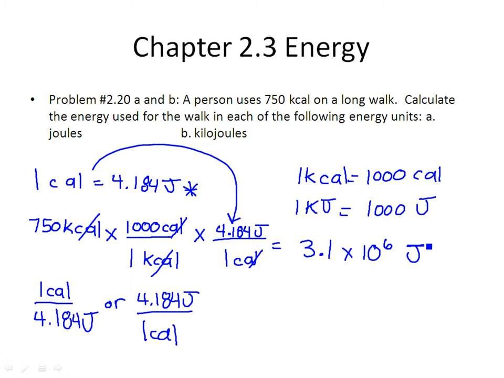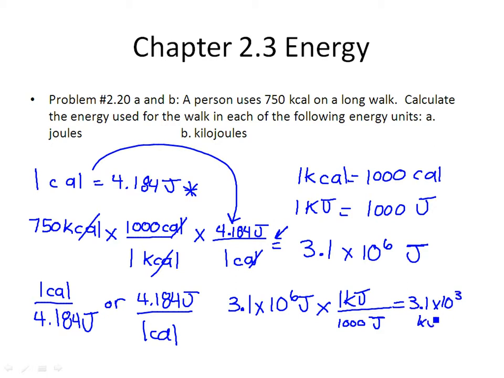Part B says to convert to kilojoules. We can just add a step in there, or we can just take what we just found. So we just found joules, and we need to convert to kilojoules. We know that there are 1,000 joules in 1 kilojoule. We're going to get a smaller number here. We're going to divide by 1,000, and so we end up with 3.1 times 10 to the 3rd kilojoules.